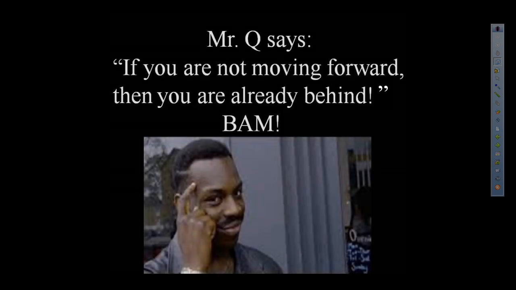So really quick, our homework for tonight is on page 770. And remember, guys, if you're not moving forward, then you're already behind.